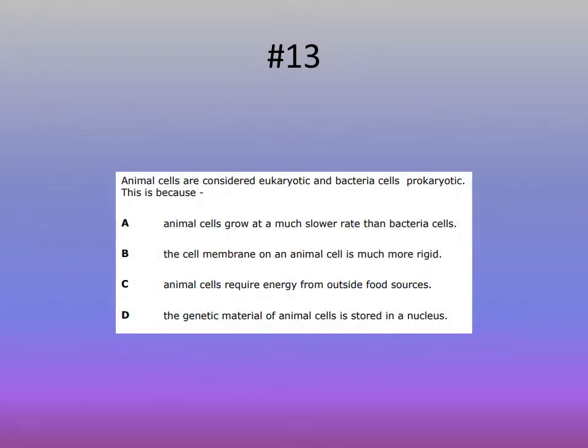Number 13. Animal cells are considered eukaryotic and bacteria cells prokaryotic. This is because: A. Animal cells grow at a much slower rate than bacteria cells. B. The cell membrane on an animal cell is much more rigid. C. Animal cells require energy from outside food sources. D. The genetic material of animal cells is stored in a nucleus.